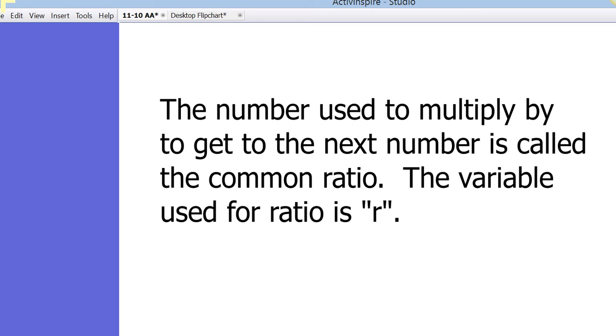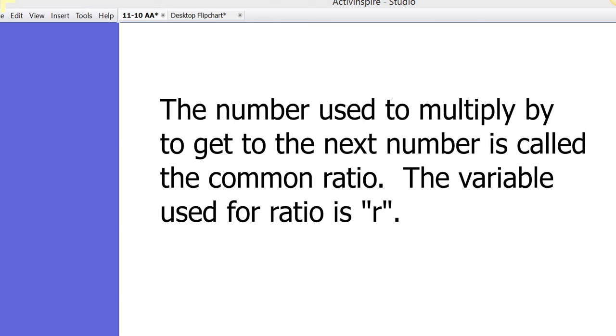Oh, I need to zoom out a little bit. Alright, common ratio. The number used to multiply to get to the next number is called the common ratio. The variable used for the common ratio is r. Okay? Cool?